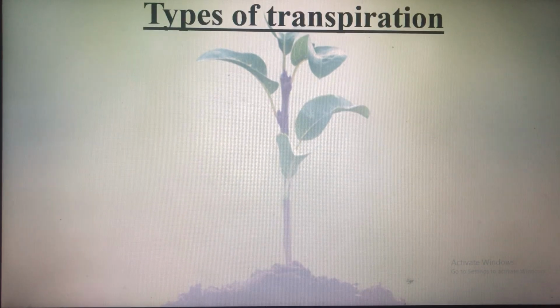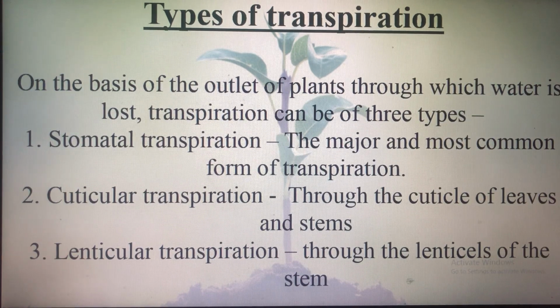Okay, types of transpiration. On the basis of the outlet of plants through which water is lost, transpiration can be divided into 3 types. First is stomatal transpiration. So, what is a stomata? Stomata is a pore which is found in the outer membrane or epidermis of leaves, stems and other organs of the plants, and when water loss occurs through this stomata, it is known as stomatal transpiration. It is the major and most common form of transpiration. Usually 90 to 95% transpiration occurs through this stomata.